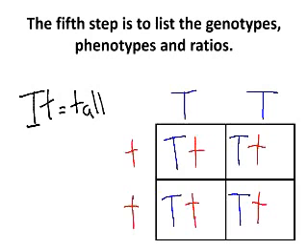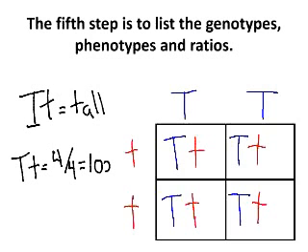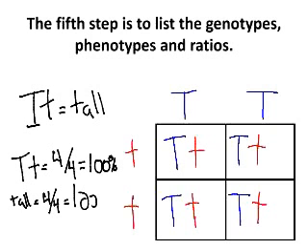The last thing you need to do is figure out the ratio of genotypes and phenotypes. The capital T, lowercase t ratio is figured out by counting the number of boxes that it appears in. In this case, it appears in 4 out of 4 boxes, giving us a ratio of, well, a percentage of 100%. The phenotype, likewise, is also going to be 4 out of 4. So the tall phenotype will also equal 100%.